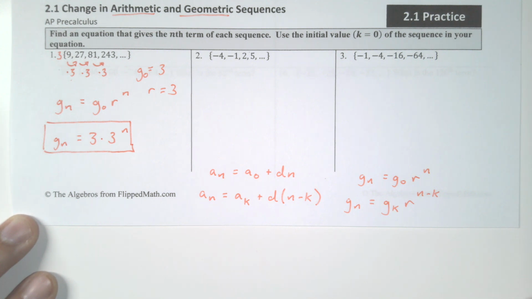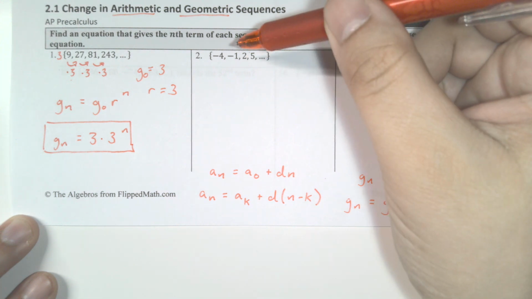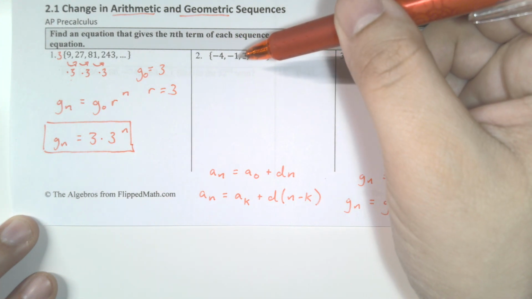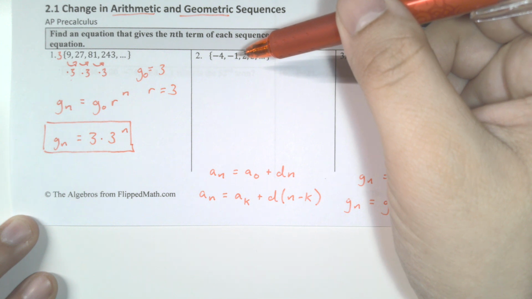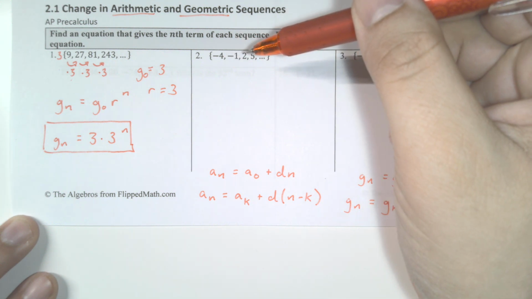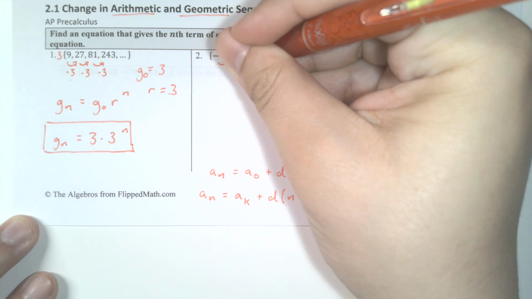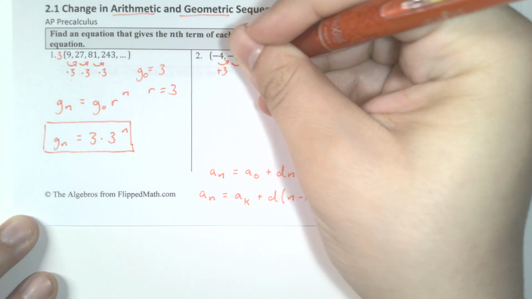Okay, so what about the second one? For the second one, we need to know, is this arithmetic or geometric? So let's just check with arithmetic, because I think that's usually the easiest one to identify. So we start at -4, and then we get to -1. What do we have to do to get that? We have to add 3. And then -1 plus 3 is 2. 2 plus 3 is 5. We don't even need to check if this is geometric, because every single time we are adding 3.